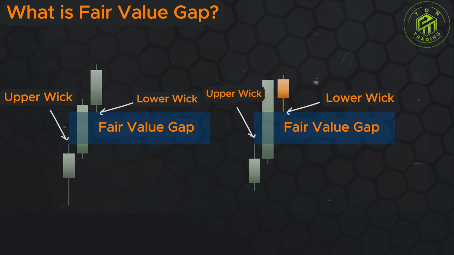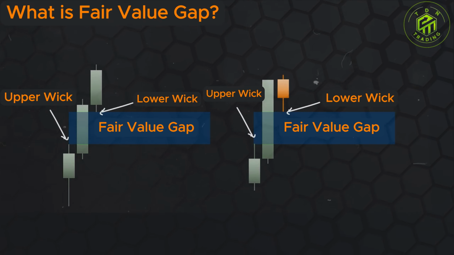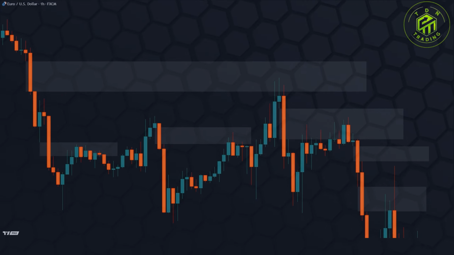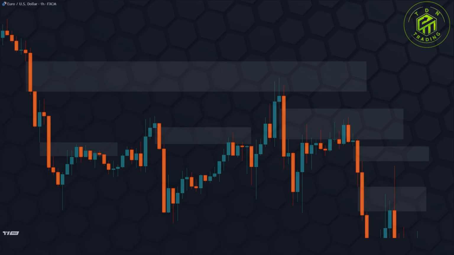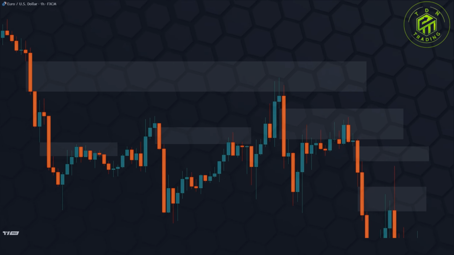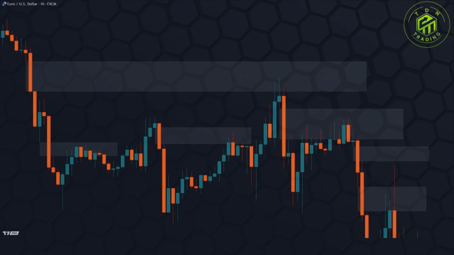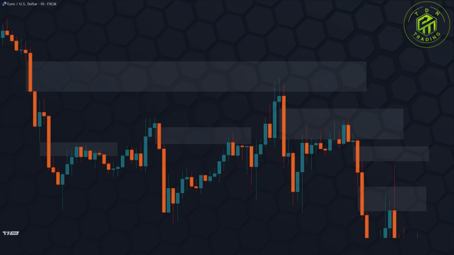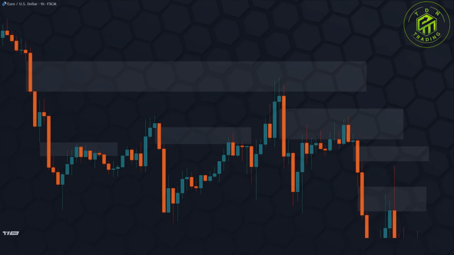But why do we need to identify fair value gap areas on the chart? Aside from the reasons we discussed earlier, the market usually returns to these areas to fill them, because these zones represent inefficiencies in price movement. These inefficiencies, also known as imbalances, often indicate a lack of liquidity in those regions. Large institutional players tend to fill these gaps to rebalance orders and ensure smoother price action, allowing the market to continue in a more stable and efficient manner. Therefore, fair value gaps can become a magnet for the price before continuing in the same direction.